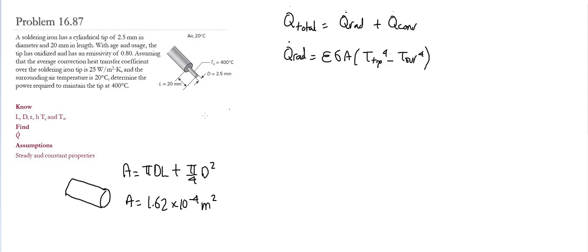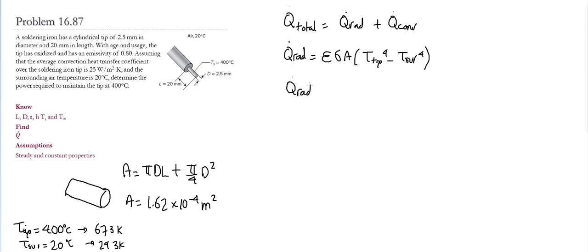Okay? And then we're going to write the temperatures over here at the bottom so that we have them all in Kelvin, since we're going to use radiation. So the temperature of the tip is equal to 400 Celsius, and that is equivalent to 673 Kelvin. The temperature of the surrounding is equal to 20 Celsius, which is equal to 293 Kelvin. And those are the values that we're going to use in here.